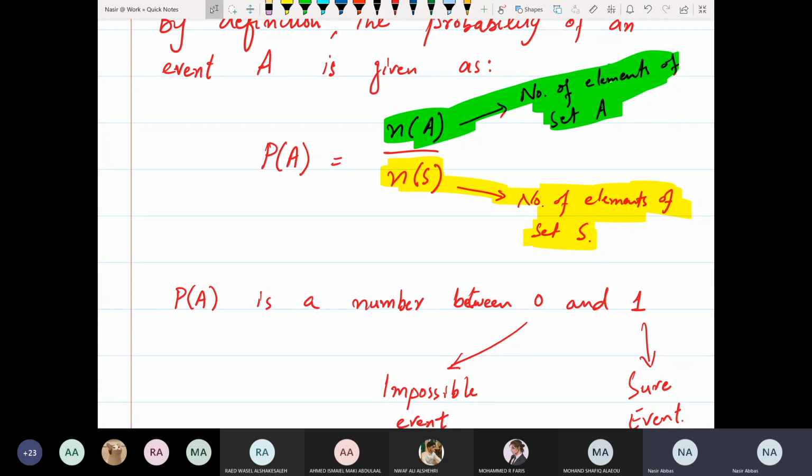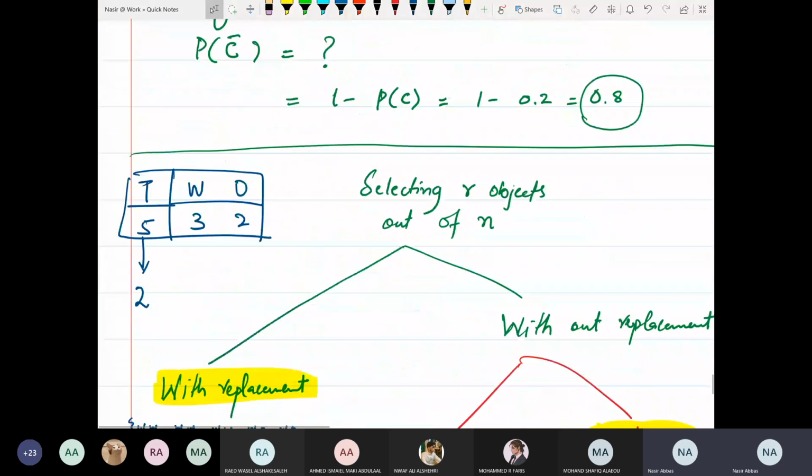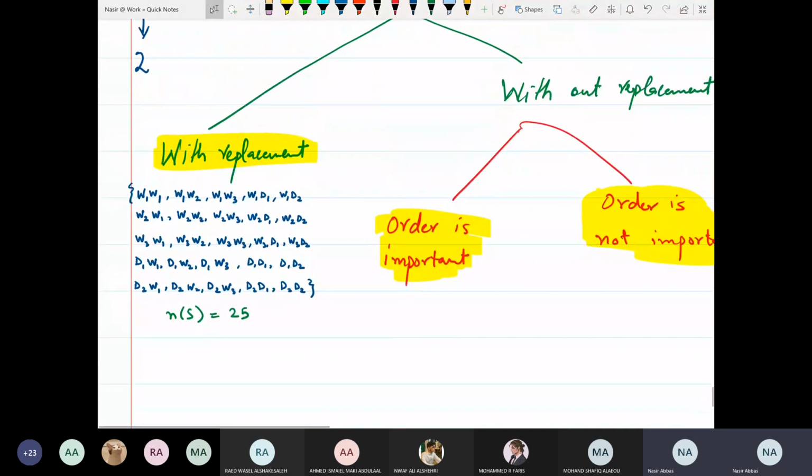You need n of sample space. So if there is a direct method that can give you this final answer n of S, you don't need to see the sample space. If there is a direct method that gives you n of A, you don't need to make the sample space. So manually, I'm trying to make the sample space just to show you that this is a long and boring procedure. And we really need some smart techniques that give you this number directly, 25.